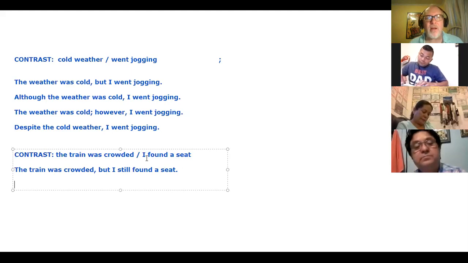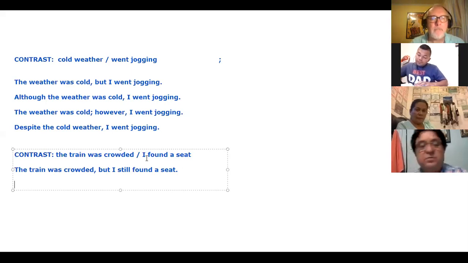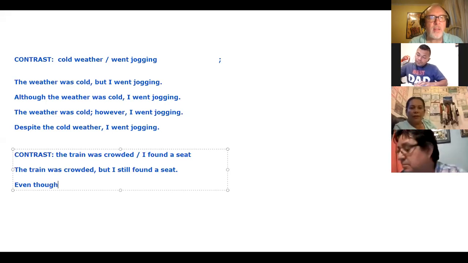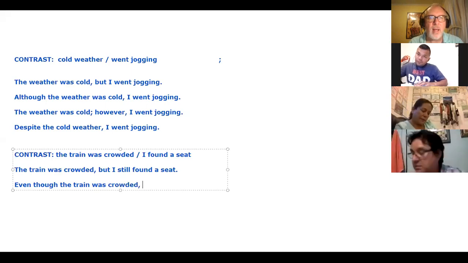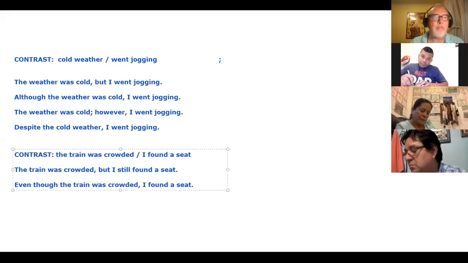Okay? What about even though? Even though the train was crowded, I found a seat. Even though the train was crowded, I found a seat. Okay. And what about nevertheless?